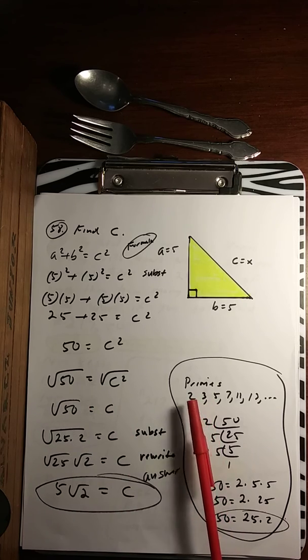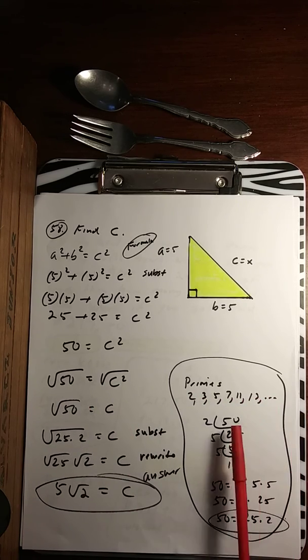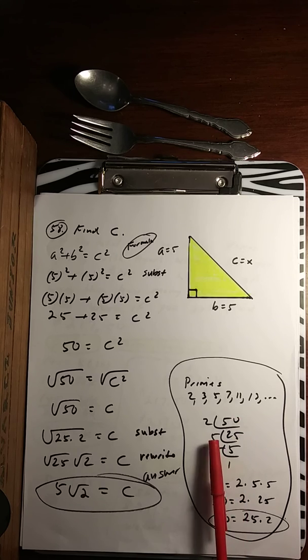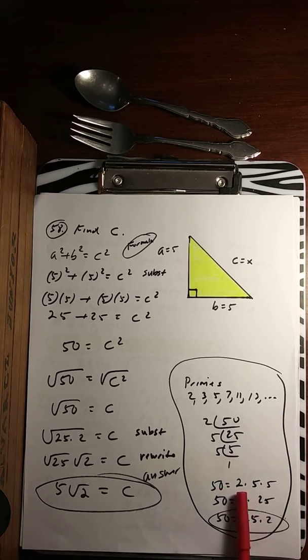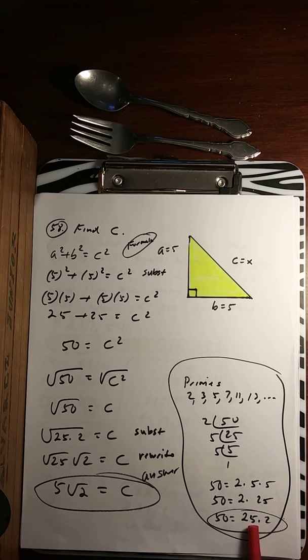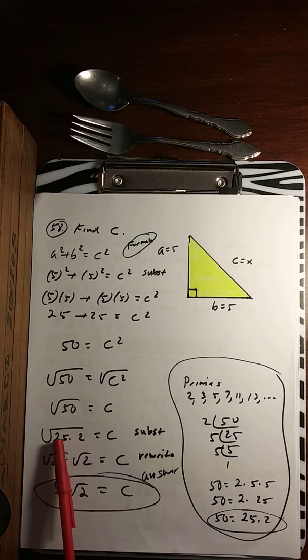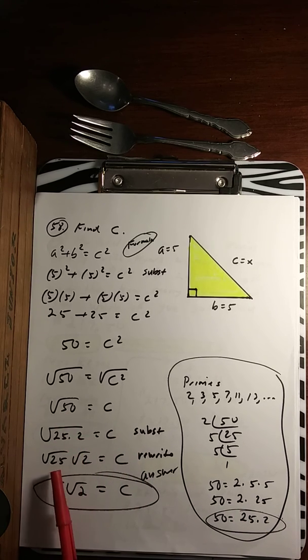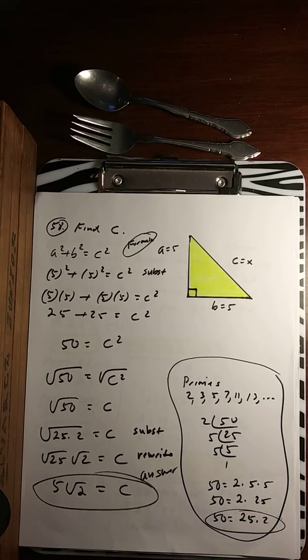But now, prime numbers: 2, 3, 5, 7, and 13, keep going. 2 divides 50, 25. 5 divides 25, 5. 5 divides 5, 1. So 50 is 2 times 5 times 5. 50 is 2 times 25, or 50 is 25 times 2. I'm going to use this one and substitute it back in there. Square root of 25, square root of 2. That's going to be 5 square root of 2 equals C.